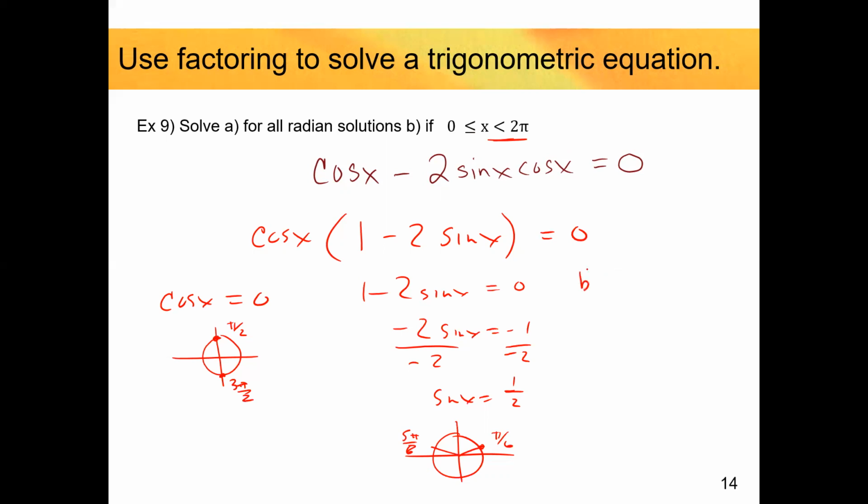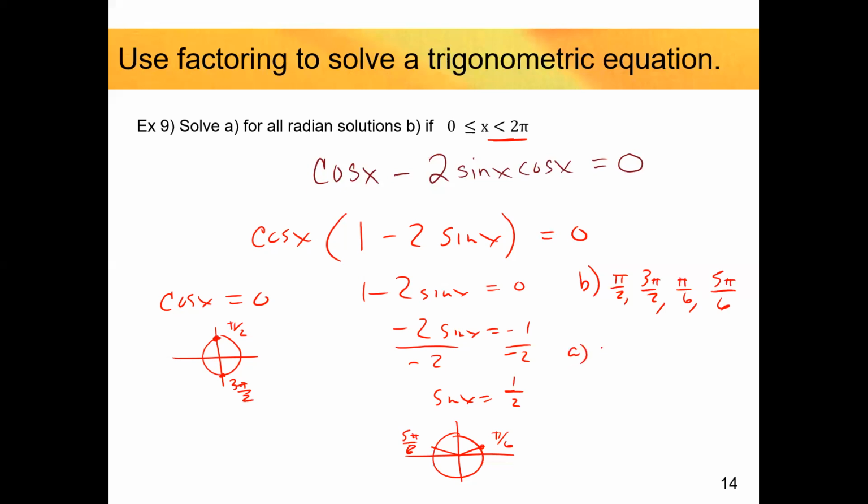So doing B first because it's easier. I have pi over 2, 3 pi over 2, pi over 6, and 5 pi over 6. You'll notice in the back of the book that they're always in order, from the smallest to the largest. They don't have to be in order as long as you list all of them. We're good? Okay, part A.